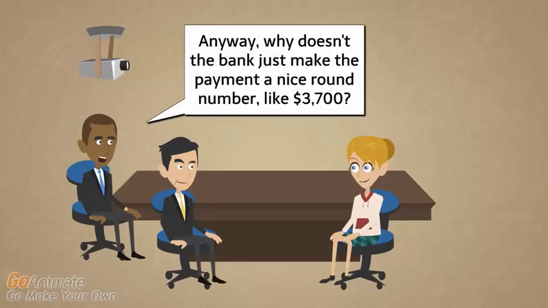Anyway, why doesn't the bank just make the payment a nice round number, like $3,700? I'm sure the bank would be happy to give you a nice round number as a payment, but if they would be rounding up, then they're cheating you. They're charging you too much. This 3672 is not an arbitrary number pulled out of thin air, but it actually represents a payment based on an annuity calculation. Let me show you.